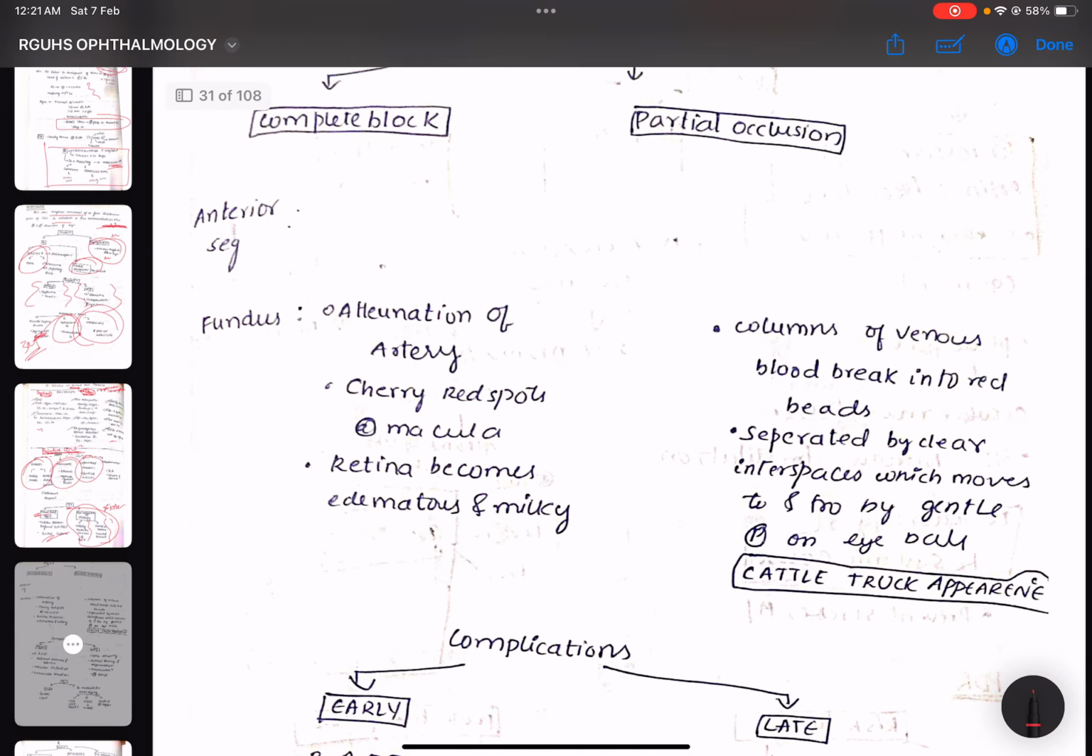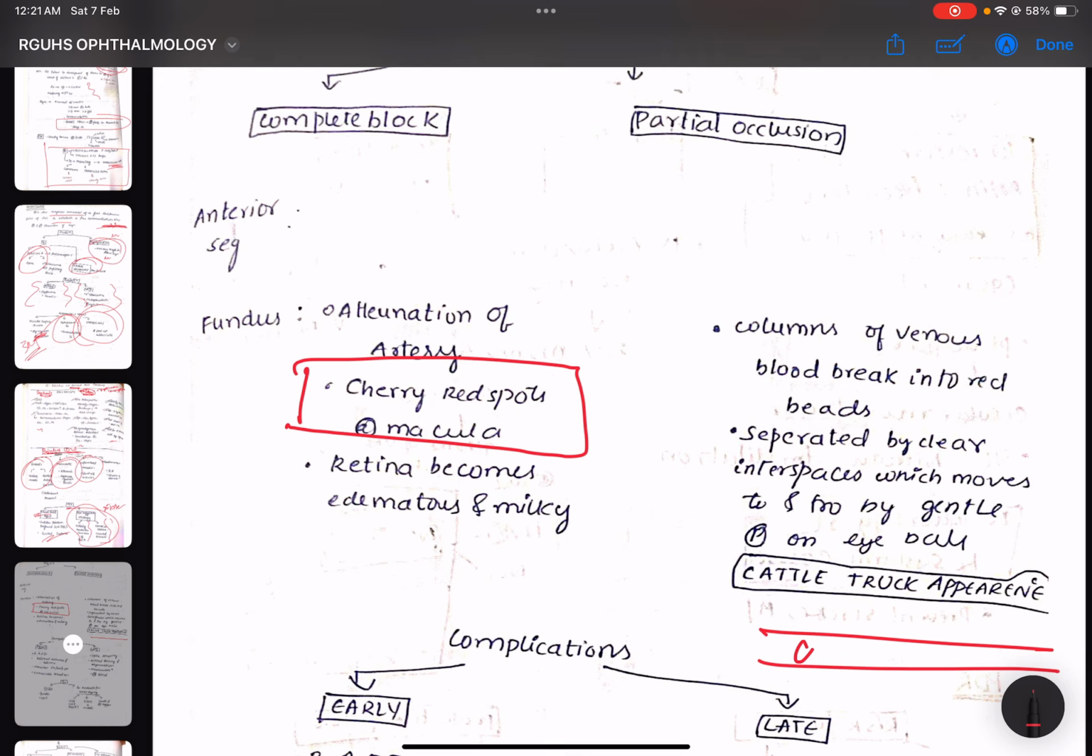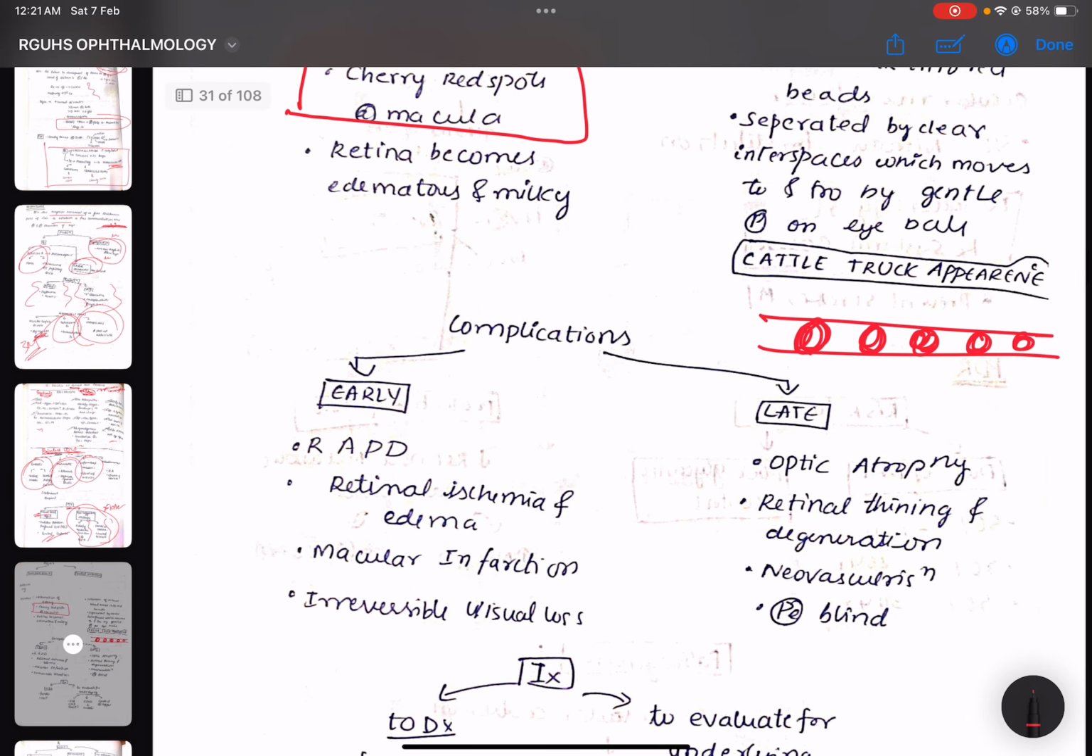Again, these are the signs. What is the important thing you need to mention? Cherry red spots at the macula is something you have to mention. Also, in the partial occlusion stage, what is the cattle-truck/cataract appearance? Here, due to sluggishness of blood flow, you might have this. This is called the cataract appearance. These are the complications. Obviously, at the end, you can write optic atrophy and blindness. If you don't know anything, at least that you have to write.